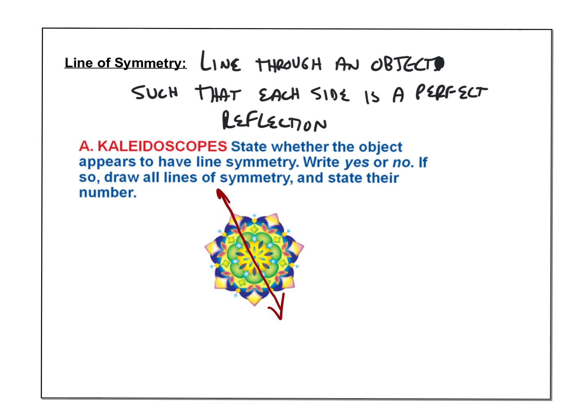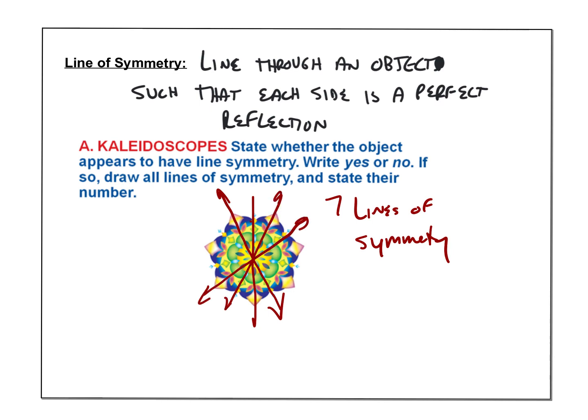So how many did I have? 1, 2, 3. Let's see, 1, 2, 3, 4, 5, 6, 7. I think I had 7 lines of symmetry there. So I'll go through here. 1, 2, 3, 4, 5, 6, 7. Yeah, 7 lines of symmetry.